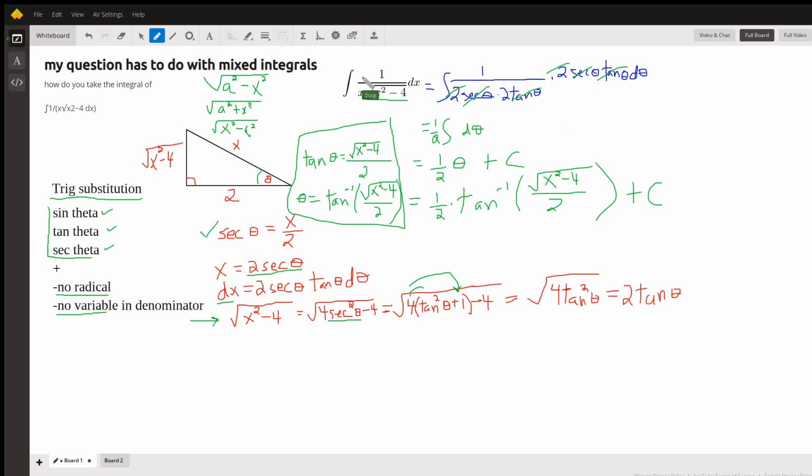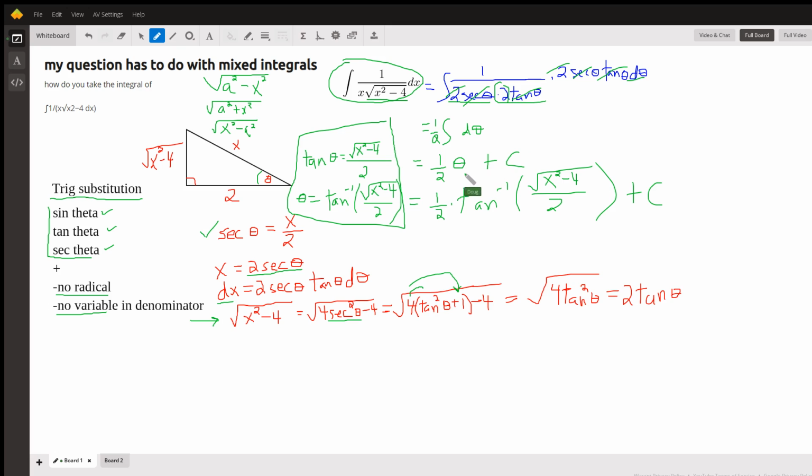And so now we've got everything we need to replace this in terms of theta. x is 2 secant theta. That's this right here. The square root of x squared minus 4 is 2 tangent theta. And dx is 2 secant theta tangent theta d theta. Well, look, everything cancels out just about except this 2 in the denominator. And of course, the d theta. So I'm taking the antiderivative, 1/2 the antiderivative of d theta, which is just theta. So 1/2 theta plus c is your antiderivative.